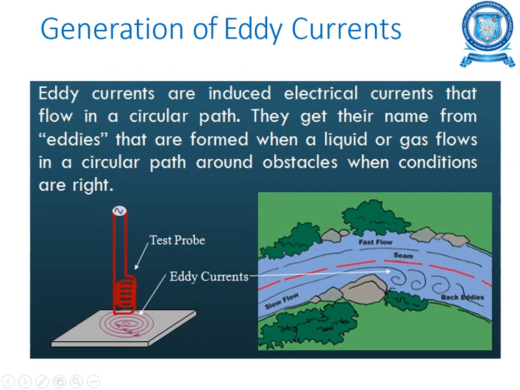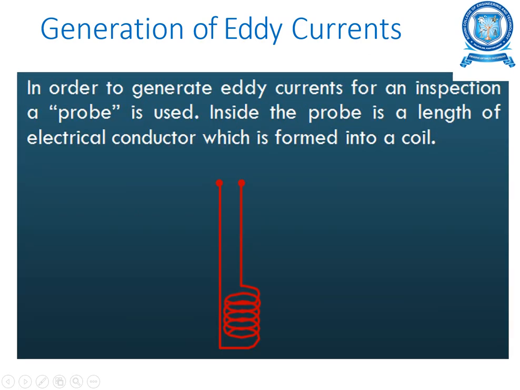So how the eddy currents are generated: eddy currents are induced electrical currents that flow in a circular path. So you can see here in the test specimen, you have this electrical current which flows in a circular path. They get the name from eddies. Actually, you can see from this figure how the eddies are formed. Like when a liquid or gas flows in a circular path around any obstacles, and when conditions are right, these eddies are formed. So here you have a test probe, and this test probe has a coil here and an alternating current is applied here, and you can see this eddy current is formed on the test specimen in a circular path.